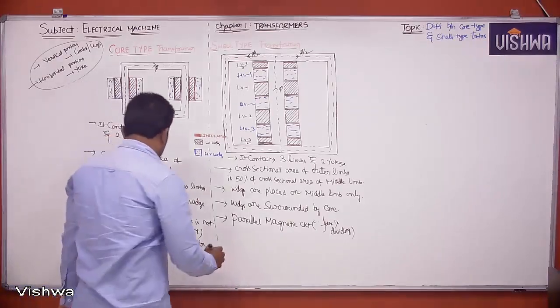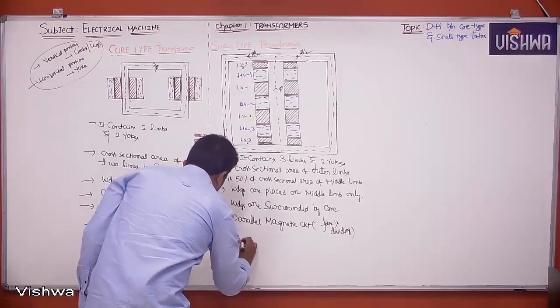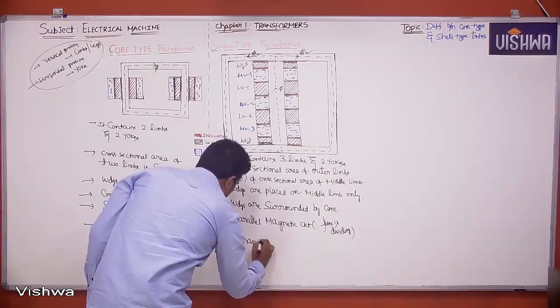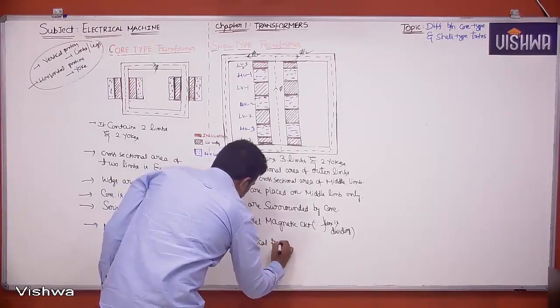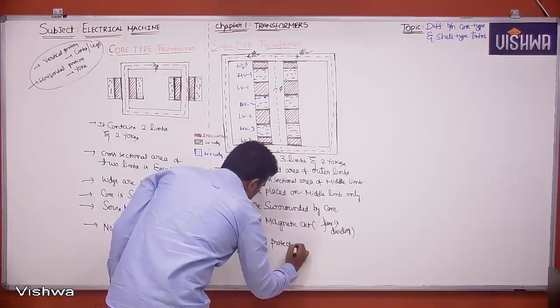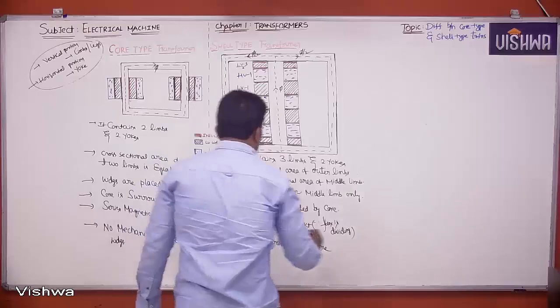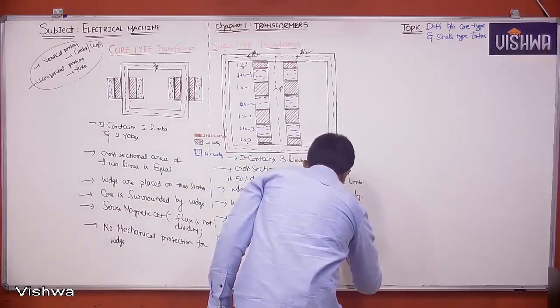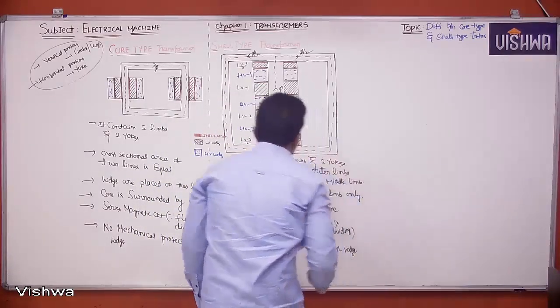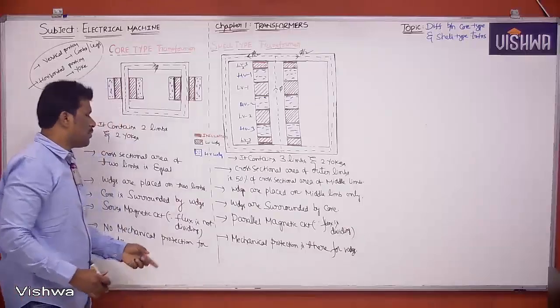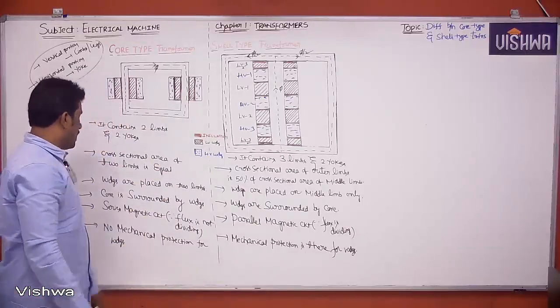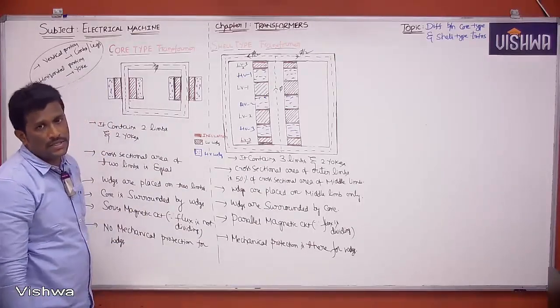But what about here? Mechanical protection is there for windings. What is the reason? Since windings are surrounded by the core, that's why mechanical protection is there for windings. Here, no mechanical protection for windings.